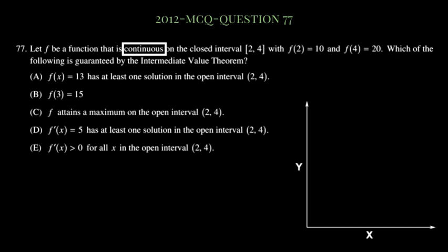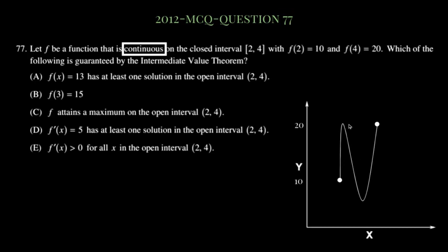So our first point is (2, 10). And our next point is (4, 20). And next you can just draw any continuous function. Mine looks like this. And now we're just going to go from bottom to top and figure out which answer applies. So E says f'(x) is greater than 0 for all x in the open interval.